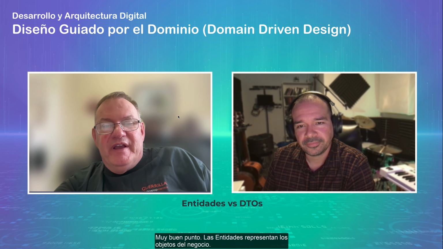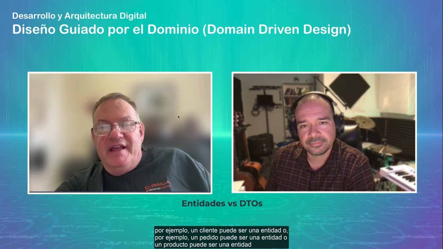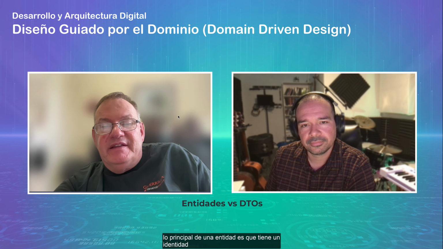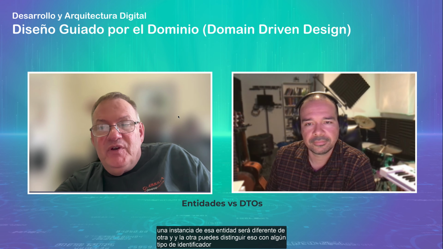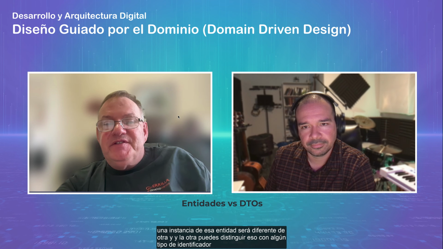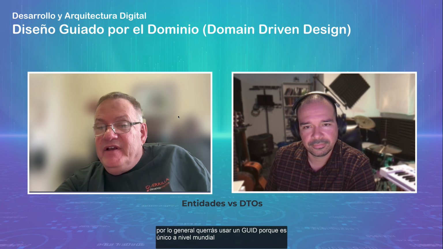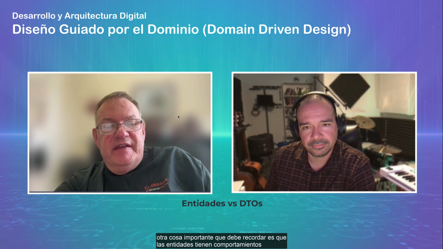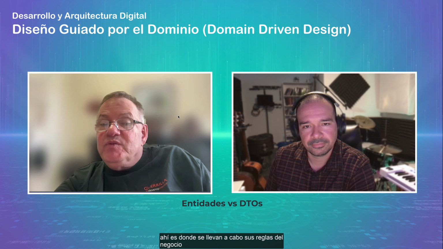Really good point. Yeah, so your entities represent your business objects. So, for example, a customer can be an entity, or an order can be an entity, or a product can be an entity. And the main thing about an entity is that it has an identity. Right, so one instance of that entity is going to be different from another, and you might distinguish that with some type of an identifier. Typically, you're going to want to make that something like a GUID because it's globally unique, and the other important thing to remember is that entities have behaviors, and that's where your business rules are carried out.